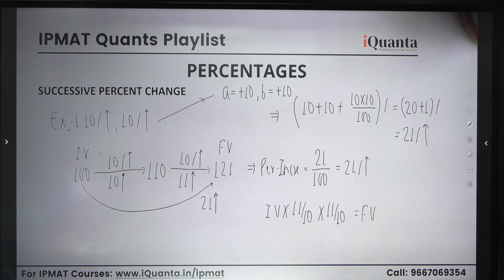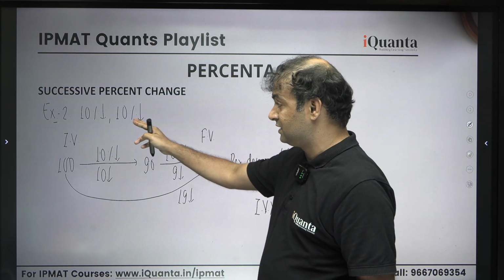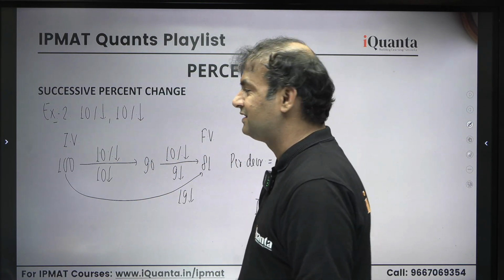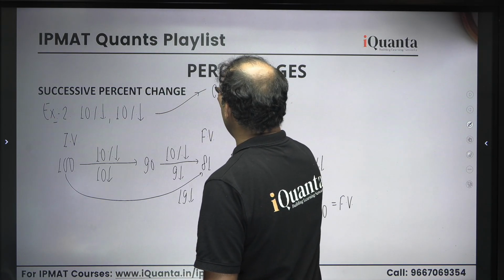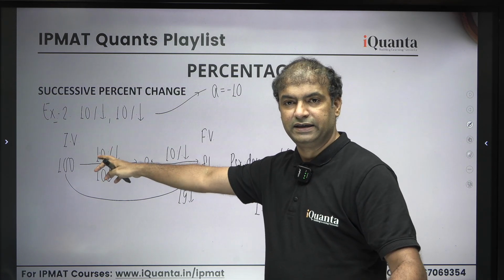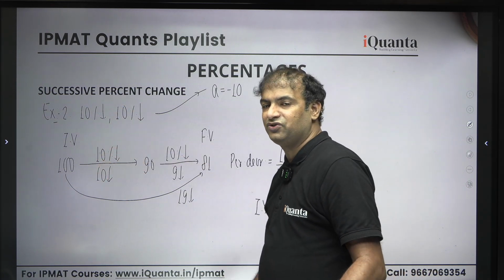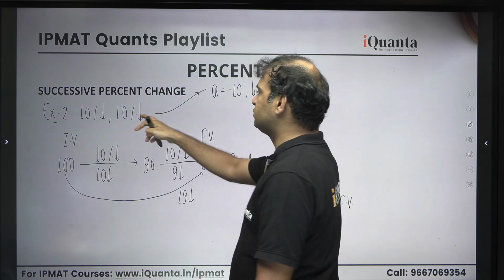So there is a 21% increase, however you solve this particular example. Okay, let's do the same in the second example. Now in this case, both the percentages are decreasing. When the percentage is decreased, we take the sign of negative. So A this time is minus 10, because it is decreasing. B is also minus 10 because this is also decreasing.